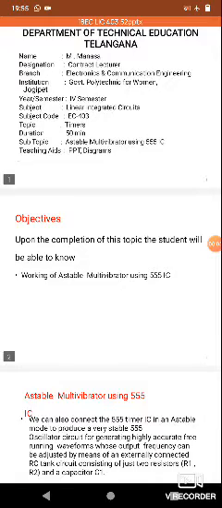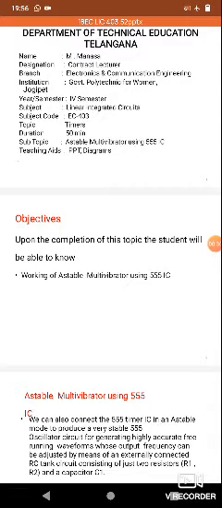Today's topic is astable multivibrator using 555 IC. Today we are going to explain the block diagram of 555 IC, the astable multivibrator using 555 IC, the output waveforms, and also the applications and derivation of the astable multivibrator.